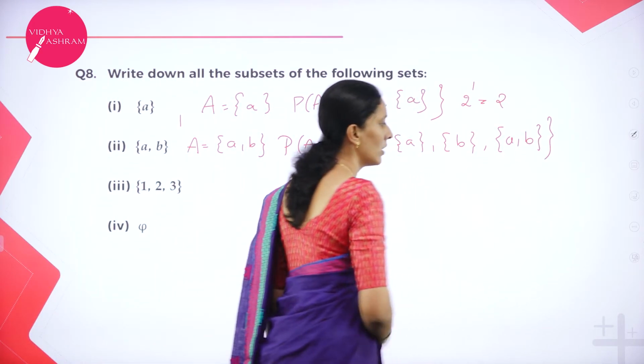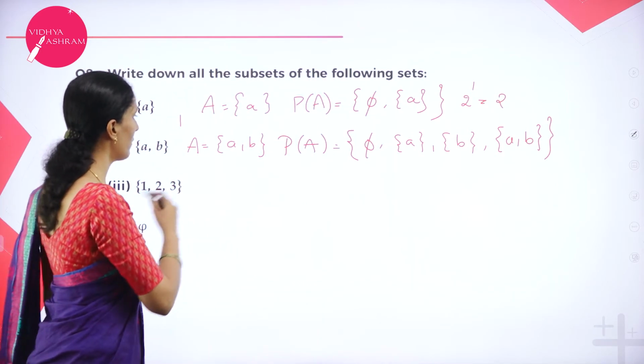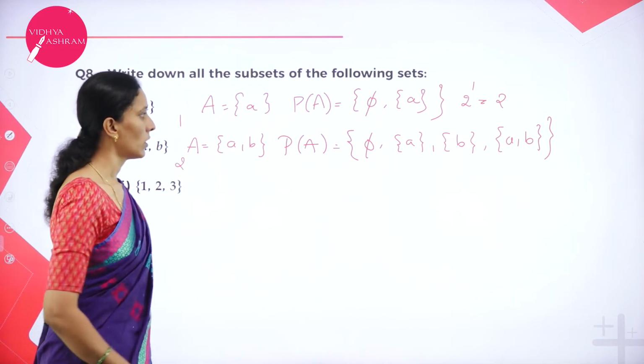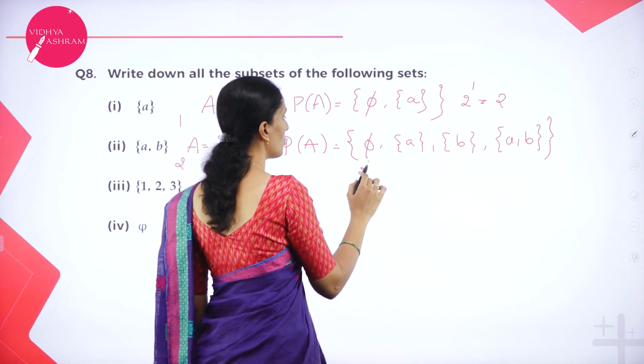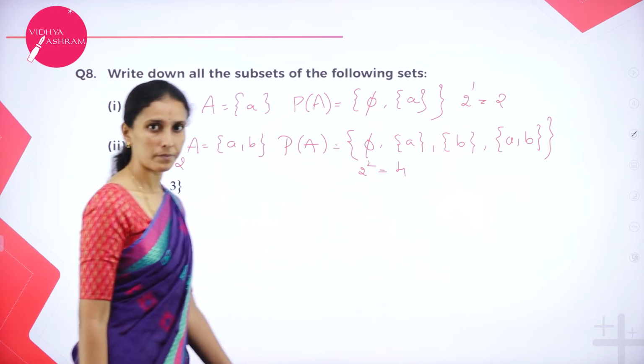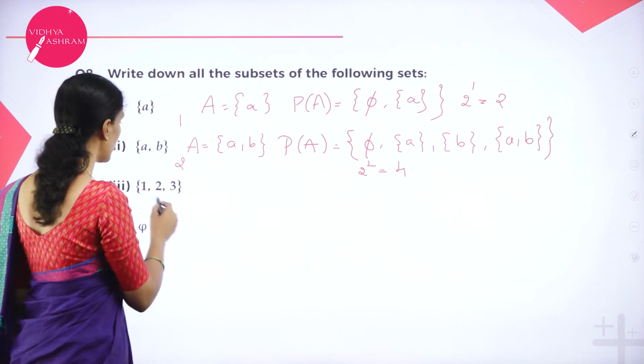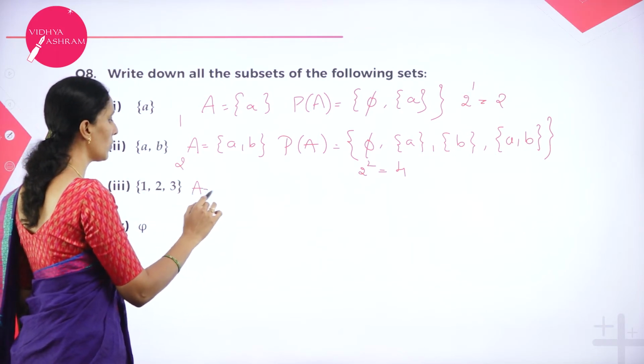So therefore, this is the power set of the given set. How many elements do we have? 2. How many elements do we have here? 2 squared is equal to 4. Suppose I write this as {1, 2, 3}.